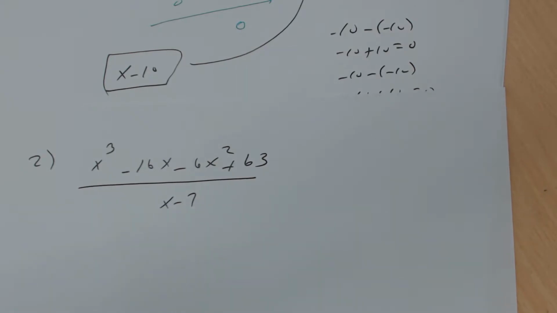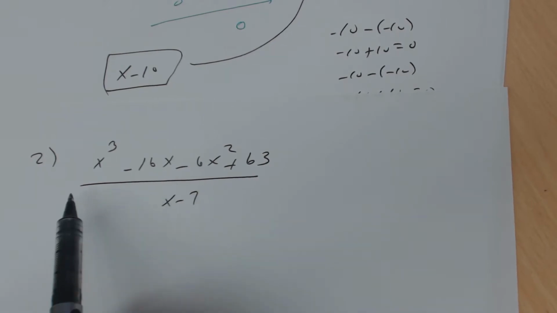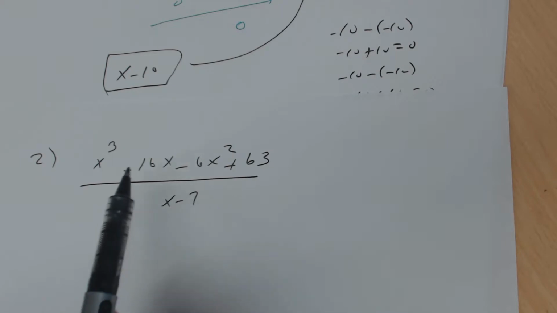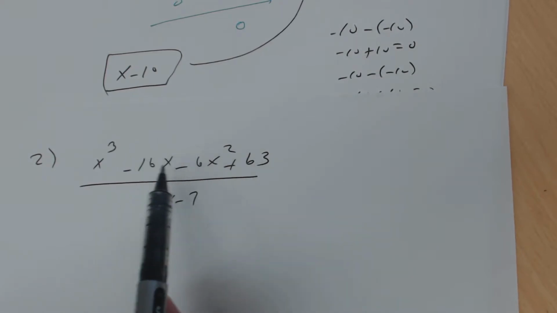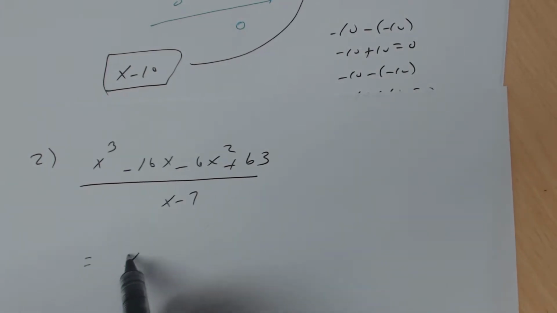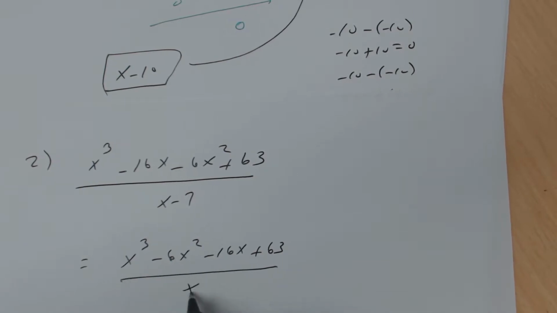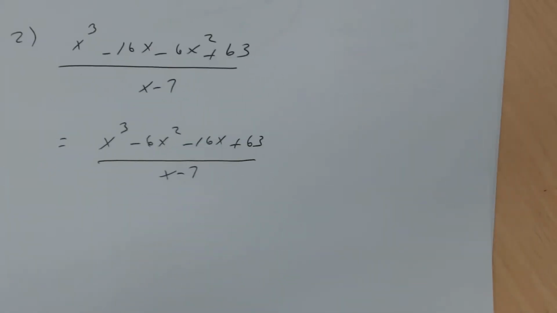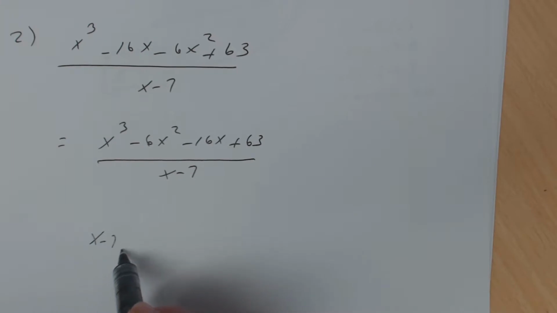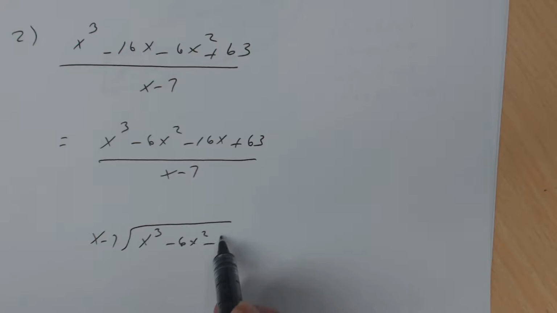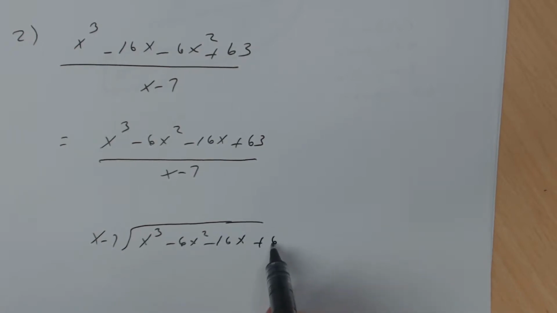So again, you have to make sure that your numerator and denominator, in this case the dividend and the divisor, are in descending order. In this case it's not, so I have to rewrite this as x cubed minus 6x squared minus 16x plus 63 divided by x minus 7. Now I'm going to do long division. So you're going to say x minus 7 divided into x cubed minus 6x squared minus 16x plus 63.